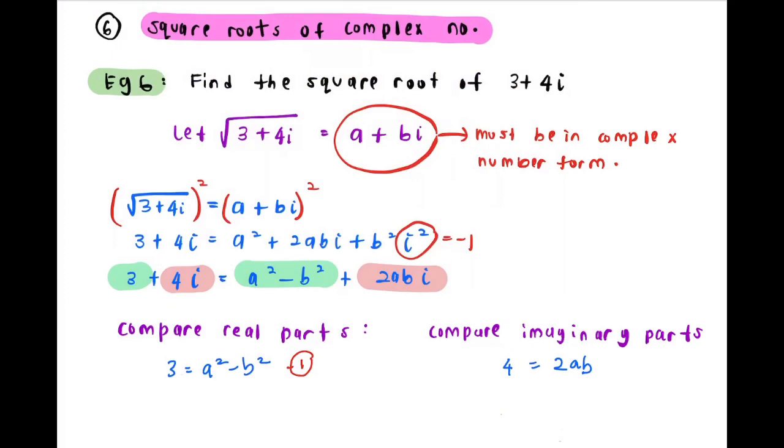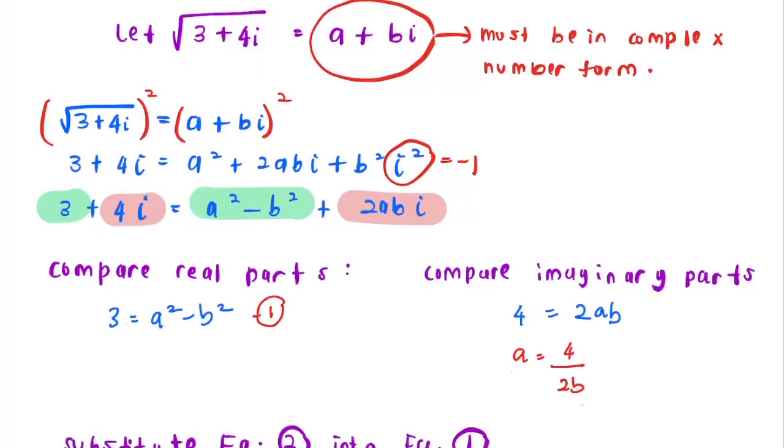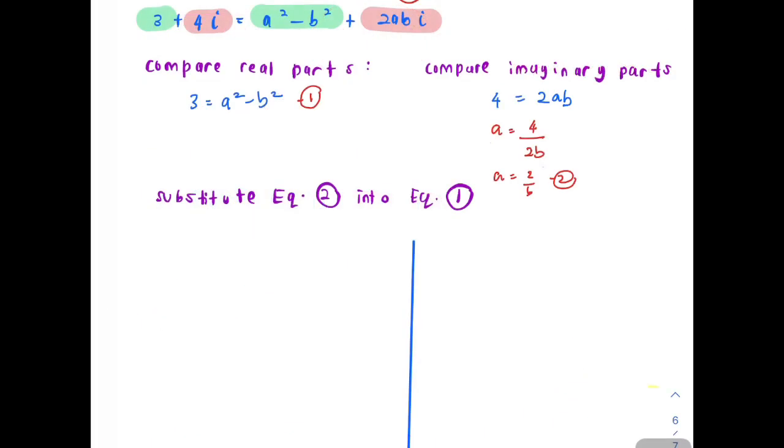Let's adjust a little bit here. Your a is equal to 4 over 2b. Therefore, your a is equal to 2 over b. This is equation number 2. So now let's do simultaneous equations. Substitute equation 2 into equation 1. So now we'll have 3 equal to (2 over b) squared minus b squared. Let's open up. This is 4 over b squared minus b squared.